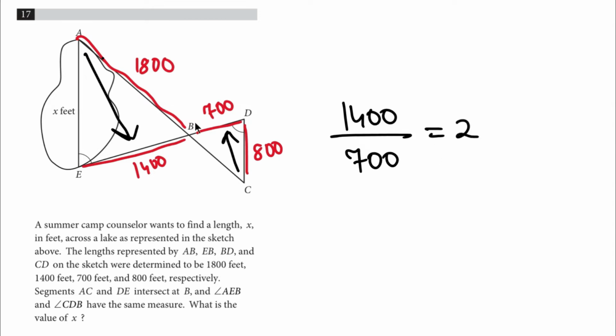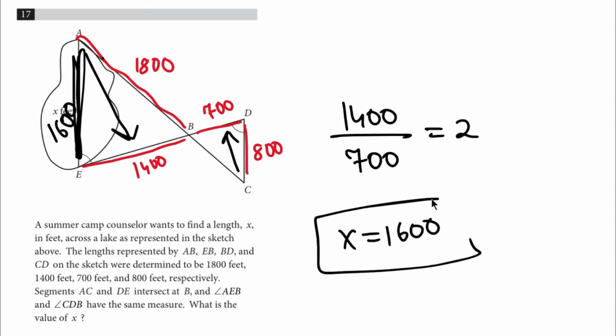This means this triangle is twice smaller than this one. Or in other words, this triangle is twice bigger than this one. So 700 times 2 will give me 1,400, and therefore 800 times 2 will give me 1,600 right here. Therefore, x is equal to 1,600. And if you want, you can even find this side right here, because 1,800 divided by 2 will give me 900. So this triangle's sides are 2 times smaller than this triangle's sides right here. X is equal to 1,600.